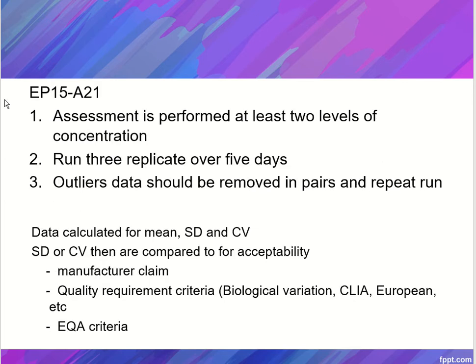So the EP15 procedure is much simpler. The assessment is performed at least at 2 levels of concentration. Just run 3 replicates over 5 days, and the outlier data should be removed in pairs and the run repeated. So with the data that you obtain, you can calculate the mean, SD and CV. SD or CV are then compared for acceptability. You can compare with the manufacturer claim.